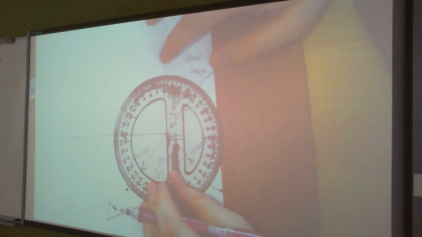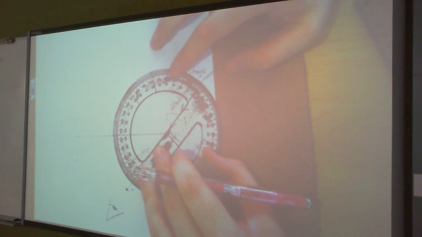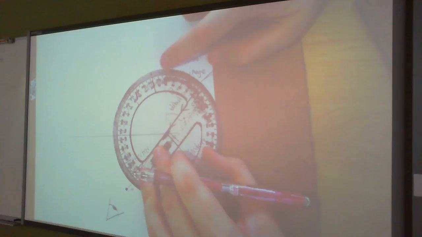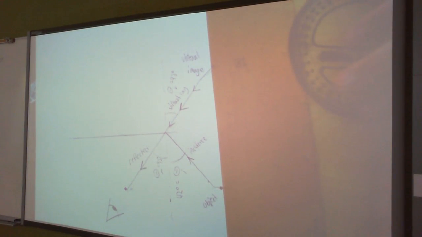And then here, I'm going to start with 0 on my virtual ray and go up here to 42 or 43. And then I can help you with these protractors because they're not the best.